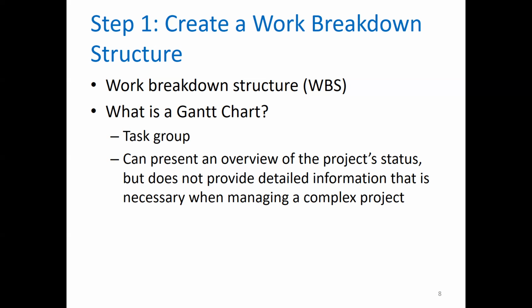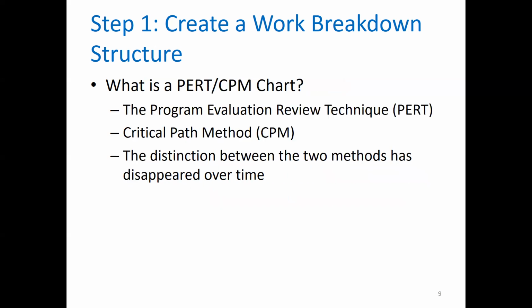Okay, now before creating the work breakdown structure, you should understand the two primary types of charts that are used to represent WBS, and those two are the Gantt chart and the PERT or CPM chart. Let me repeat that. Before you start creating the work breakdown structure, you need to understand two primary types of charts, and these are Gantt charts and PERT, P-E-R-T, or CPM. Now, PERT and CPM mean the same thing, CPM charts.